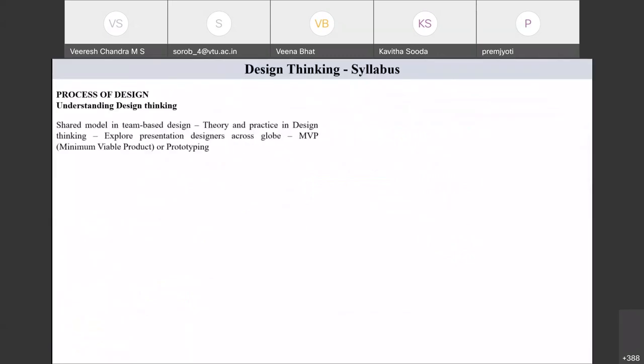So the next topic, again, explore presentation designers across the globe. We find a lot of industries diversified with respect to their products, and all of them are not situated in India. Throughout the world, we find different kinds of industries. In each of the industries, the design will be presented in front of the customer by the presentation designer. Very simple words, generally speaking.